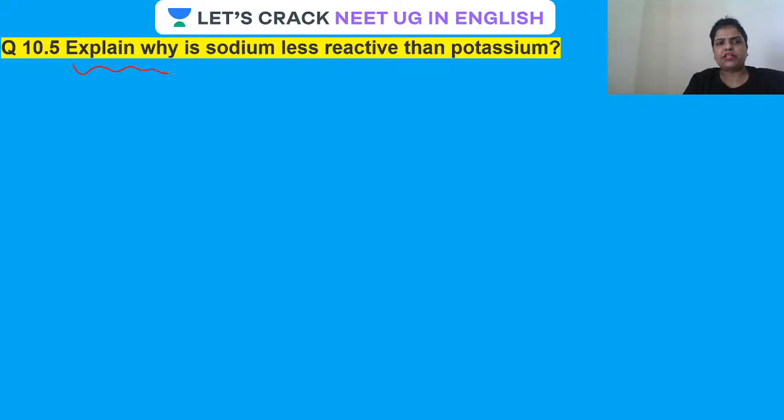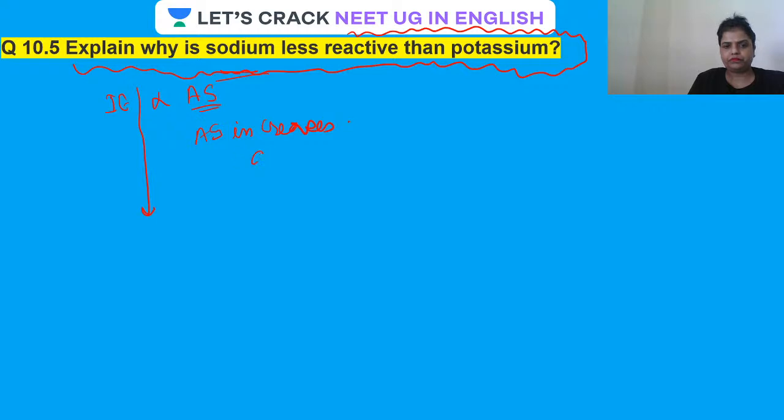Now the next question on your screen. Explain why sodium is less reactive than potassium. It's very simple. See what happens to ionization energy down the group. As you know, ionization energy is inversely proportional to atomic size. So down the group, atomic size increases. Okay, guys, so ionization energy should what? It should decrease. I'm repeating, ionization energy decreases down the group.